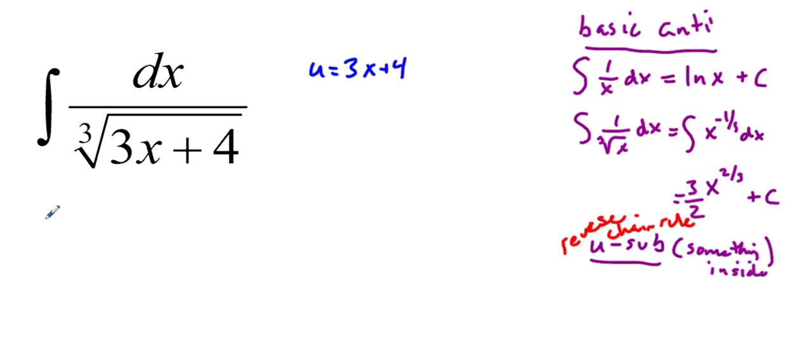Now, we're going to substitute the u in for the 3x plus 4. Our goal is to create an easier integral to solve, one of the basic integrals that we know. So I'm going to put u in there. Now, notice that we still have a dx left over, so we have to also eliminate this.